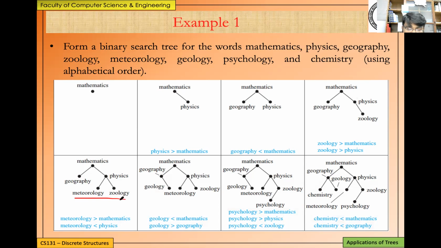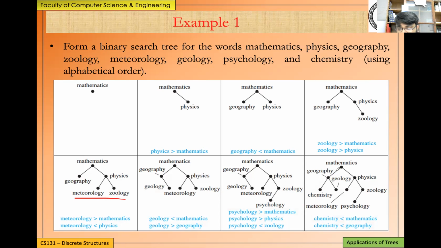Then the next thing we observe is geology. Geology is less than mathematics, but greater than geography, since L is greater than G. So it will be inserted as the right child of geography, and that is exactly what is done over here. Then the next thing we observe is psychology. Psychology is larger than mathematics, larger than physics, but smaller than zoology. So it will go right, right, then left. And since zoology does not have a left child, psychology will be inserted as the left child of zoology.